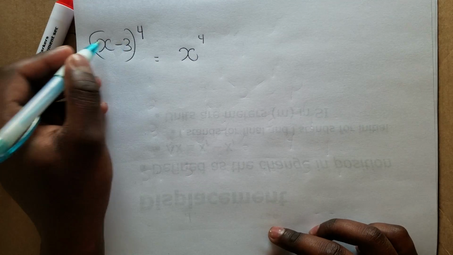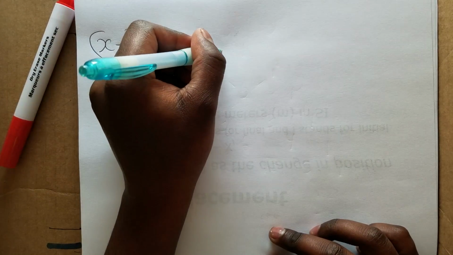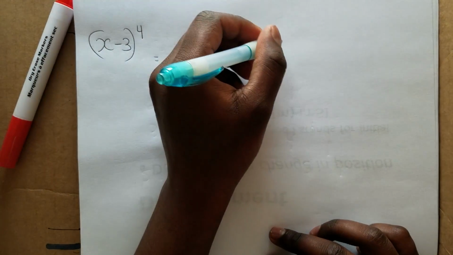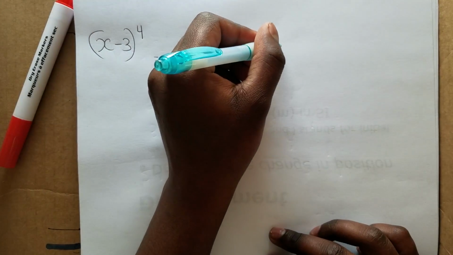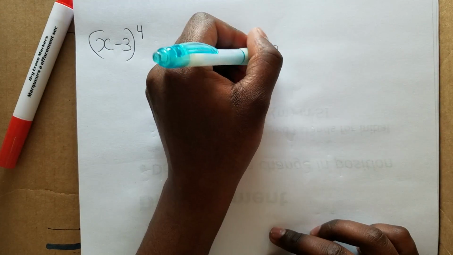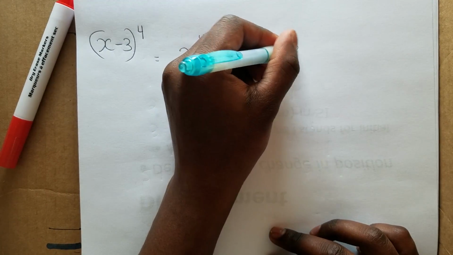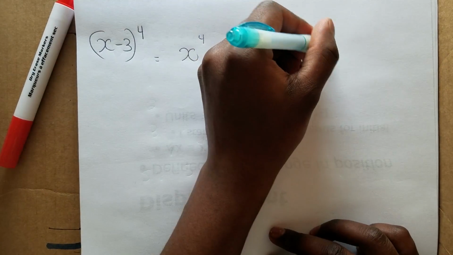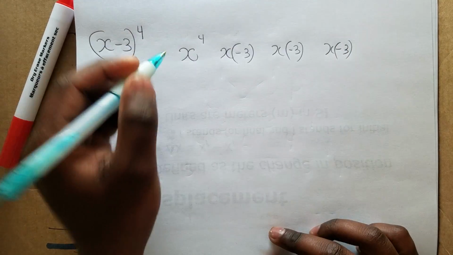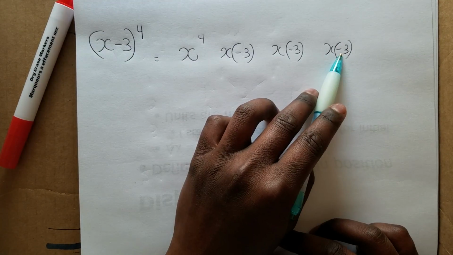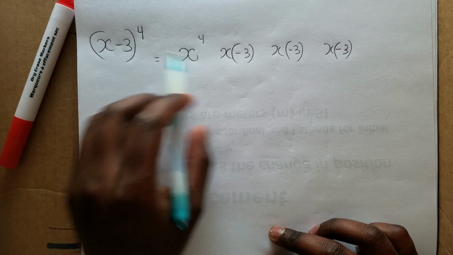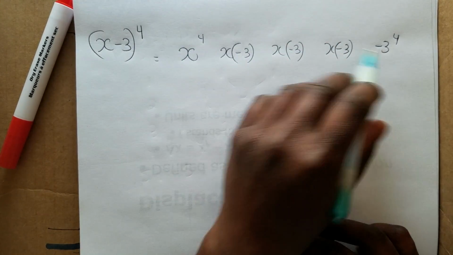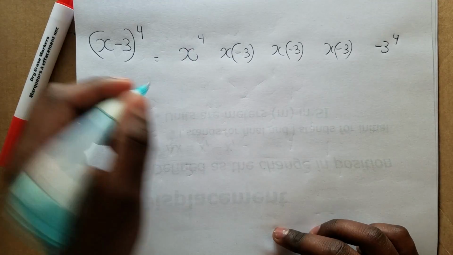So you bring these two terms together. So you get x minus 3. Then you get x minus 3. Then you get x minus 3. That's 1, 2, 3, 4, and 5 terms. The last term would be this term here, minus 3 to the fourth.